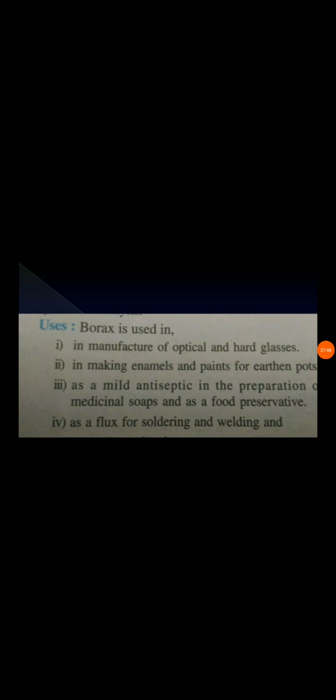Next, this borax, what are the major uses? In manufacturing of optical and hard glasses, this borax is used. Opticals means specs, lenses, used for manufacturing. And hard glasses means windows, mirrors, and vehicle mirrors. For hard glass manufacturing, you are using this borax.